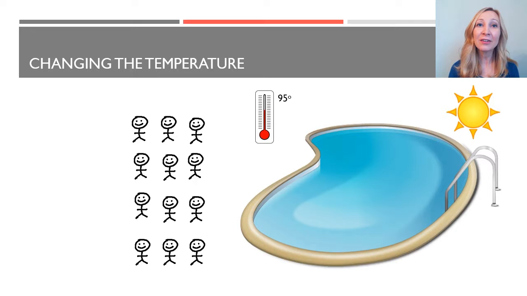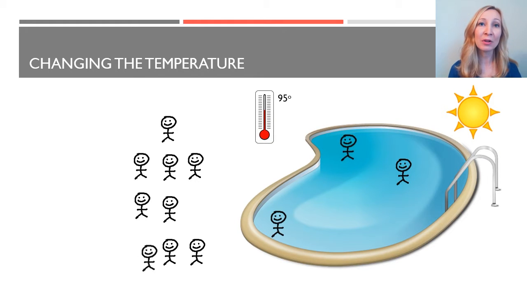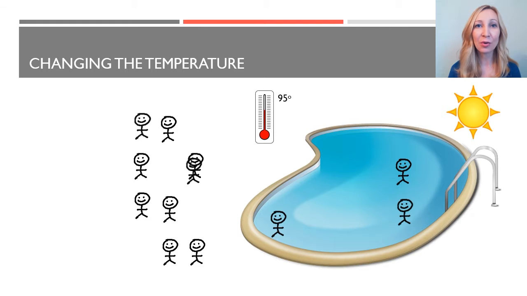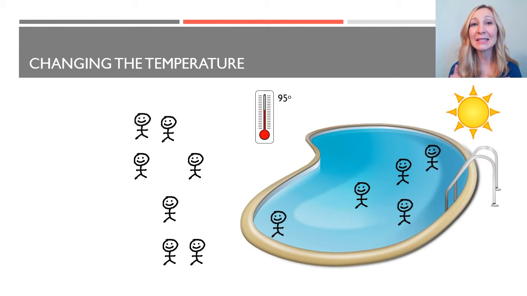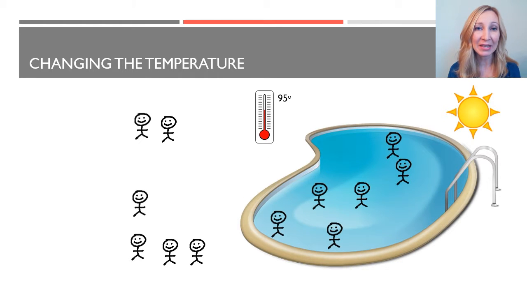Now the final thing that we can do to disrupt equilibrium is to change the temperature. Say we have this hot sunny day, it's 95 degrees, and we have our normal amount of people entering and leaving the swimming pool. Early on in the reaction we have more people entering the swimming pool until equilibrium is established. And once equilibrium is established, we have the back and forth taking place.